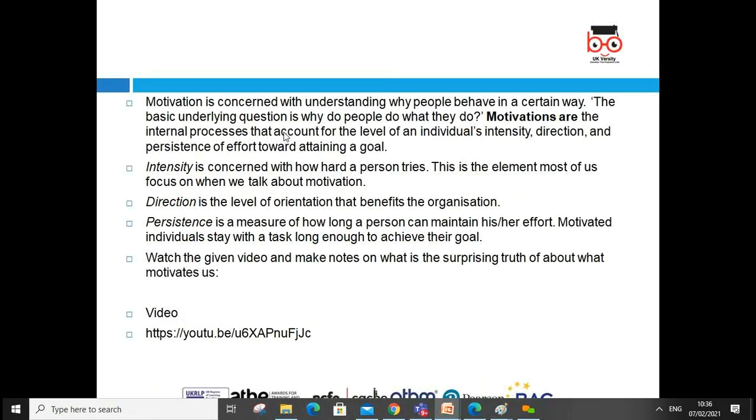What is motivation? Motivation is a concern with understanding people's behavior in a certain way. The basic underlying question is, why do people do what they do? Motivation is the internal process that accounts for the level of individual intensity, direction, and persistent effort toward attaining a goal. Intensity is concerned with how much harder they work, direction. That's what we need to be well aware of.